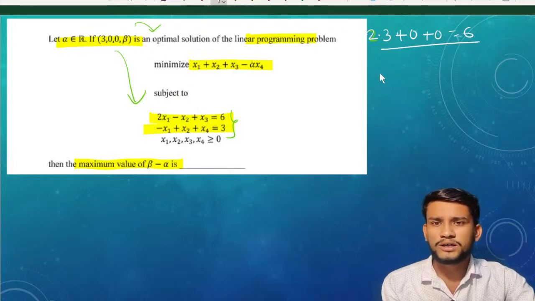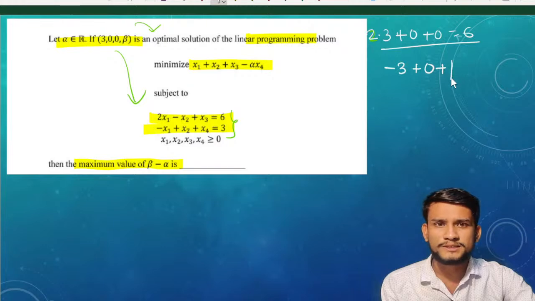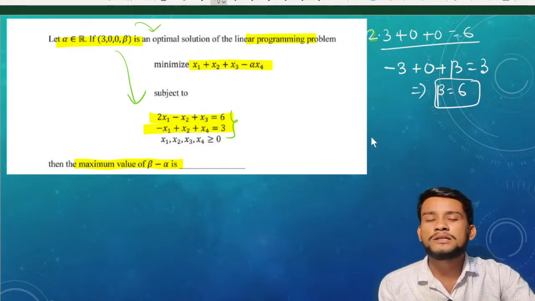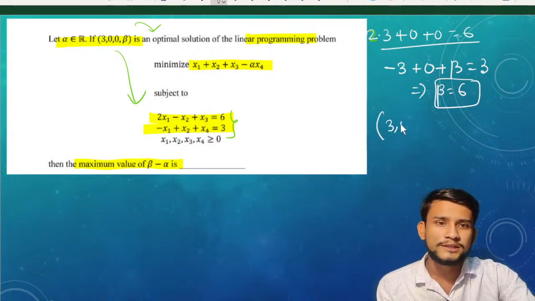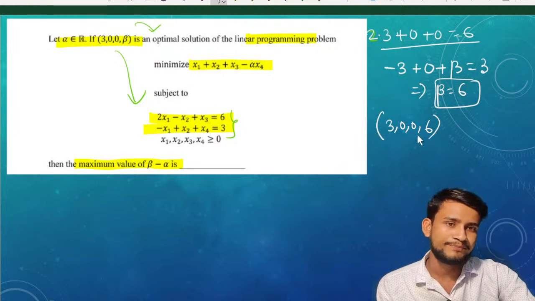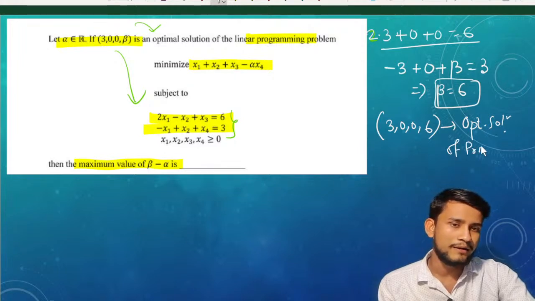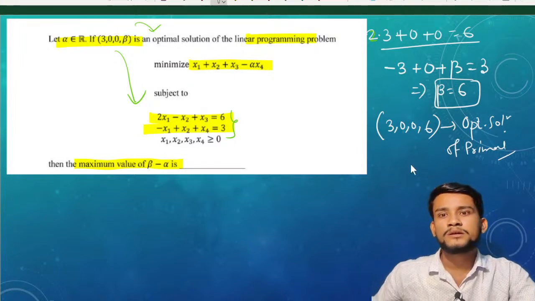If we put into the second constraint, then we get minus 3 plus 0 plus x4, which means beta is equal to 3. Okay, so we get beta equal to 6 here. Therefore the optimal solution of the primal problem is what? (3, 0, 0, 6). Okay, so this is the optimal solution of the primal.